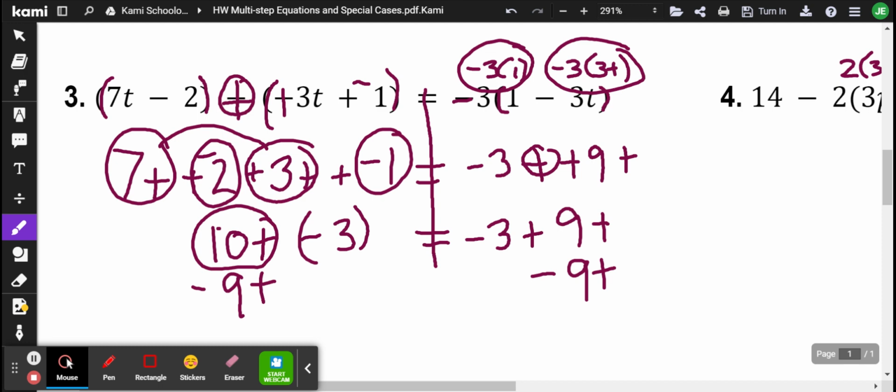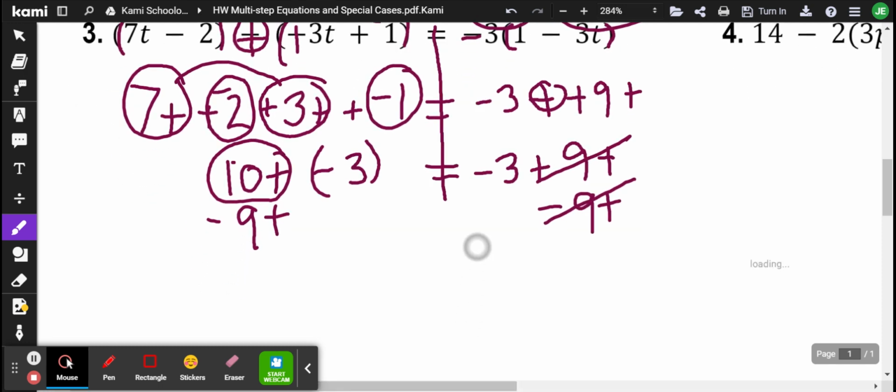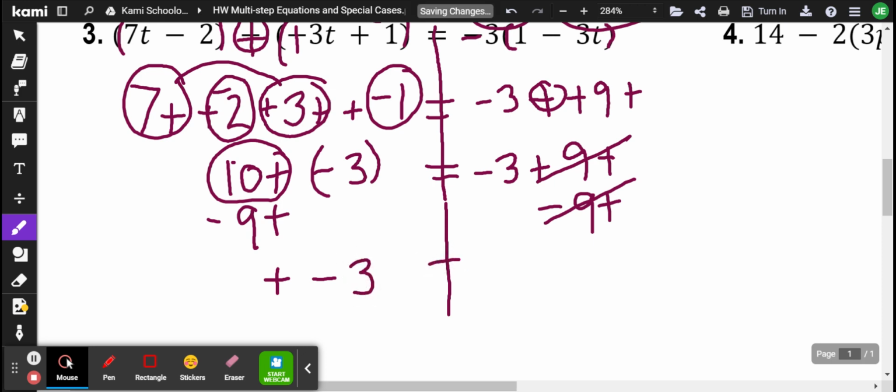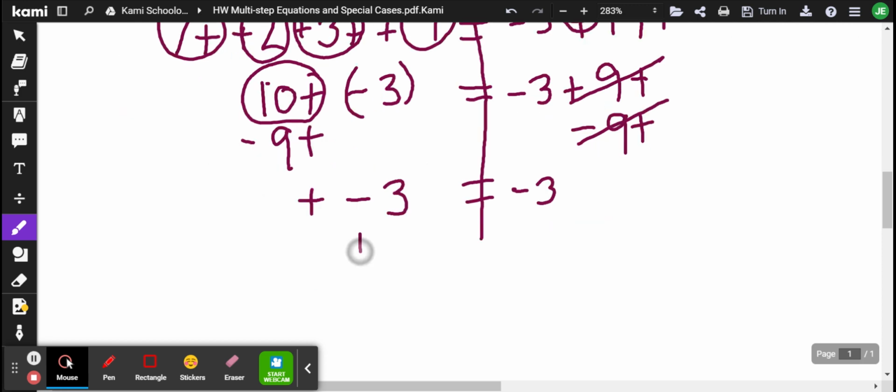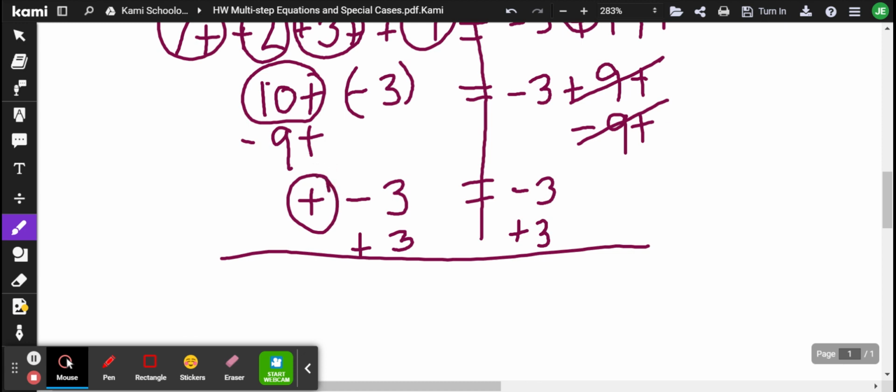Subtract 9t. So that's going to cancel over here. And we're going to be left with t minus 3, which is equal to negative 3. And now we're going to add 3 to both sides. And we're going to be left with t is equal to 0.